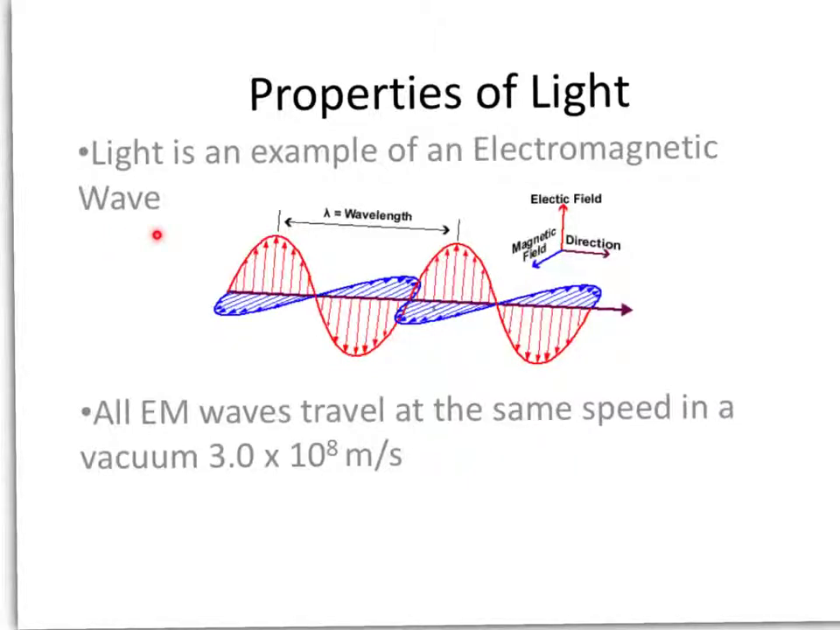And what that actually means is that it's got an electrical field and a magnetic field that are perpendicular to each other. Now, we haven't discussed electricity and magnetism, so beyond saying that, we're not going to dwell on that anymore. It does, however, travel at a distinctive speed, which we call the speed of light, which is 3 times 10 to the 8th meters per second. And it travels at this speed in a vacuum.